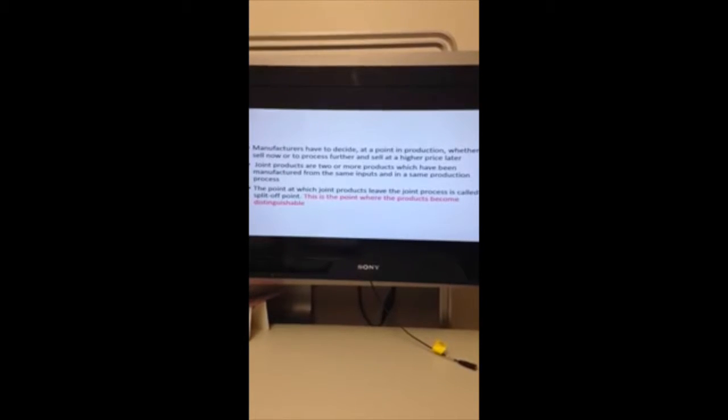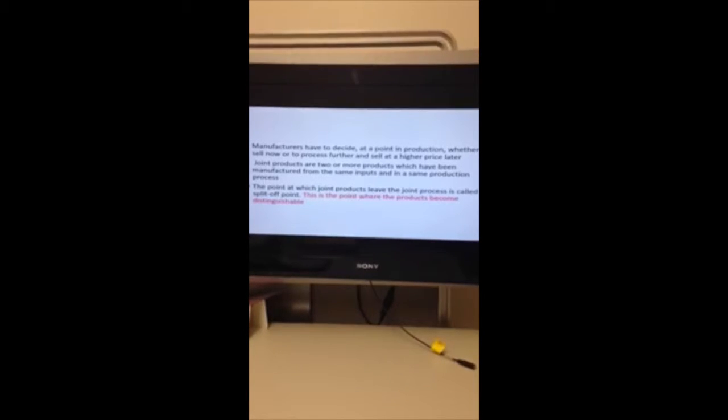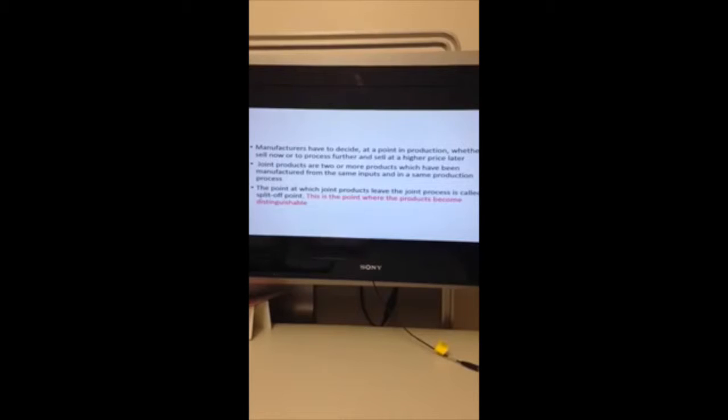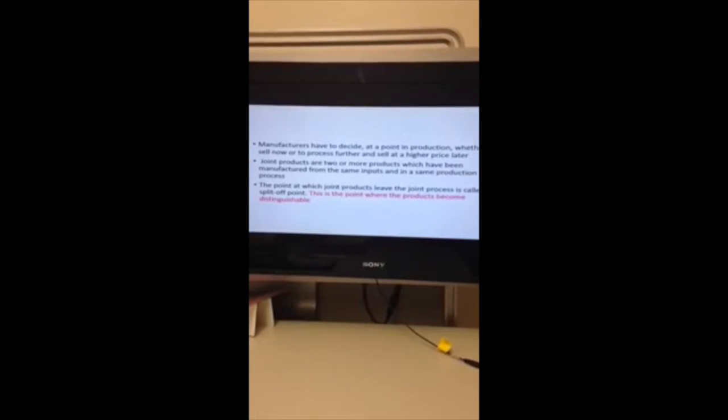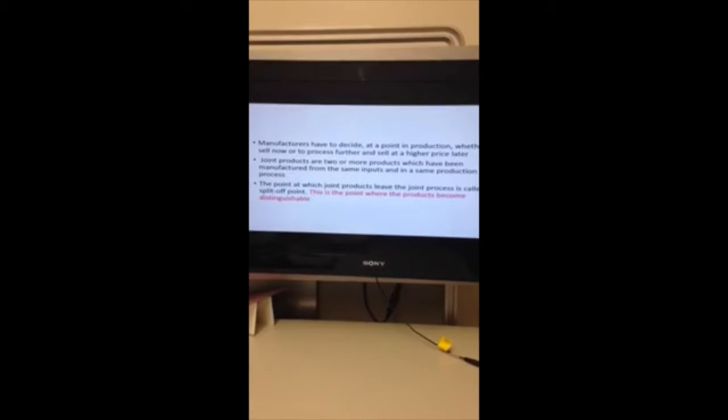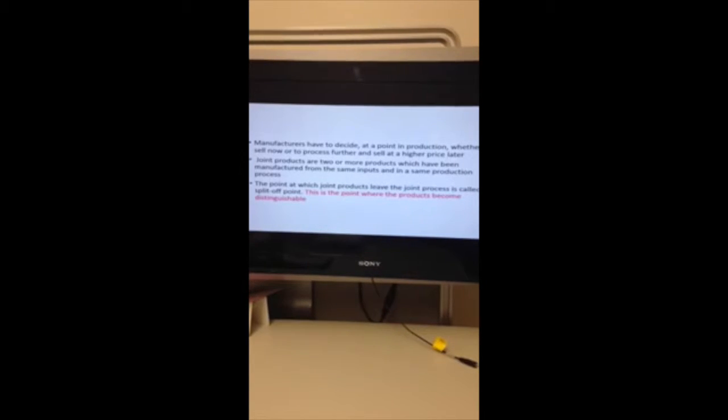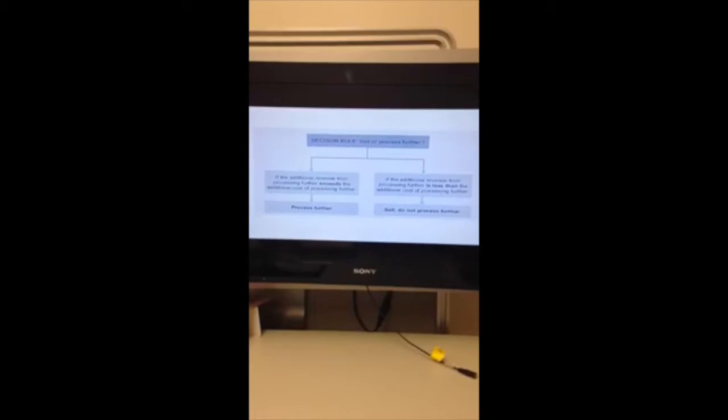Manufacturers have to decide at a point in production whether to sell now or to process further and sell at a higher price later. Joint products are two or more products which have been manufactured from the same inputs and in the same production process. The point at which joint products leave the joint process is called the split-off point.